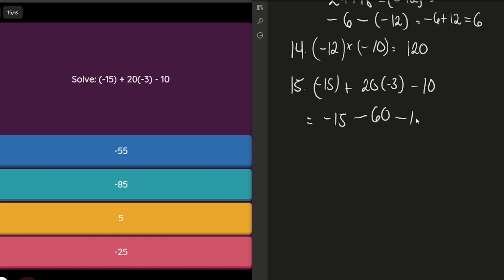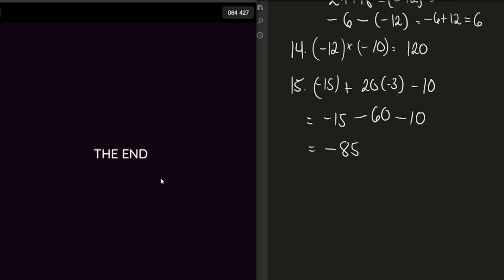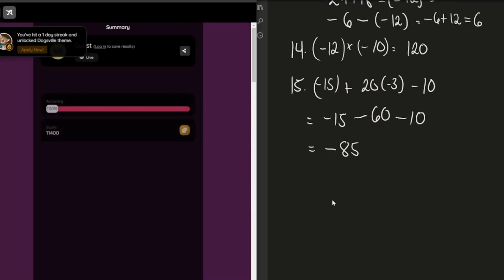And then we have negative 10. Since all of them are negative, let's just combine them all. Adding negatives would give you negative. 15 plus 60 plus 10 would give you 85. The answer is negative 85. There you go. And that's it.